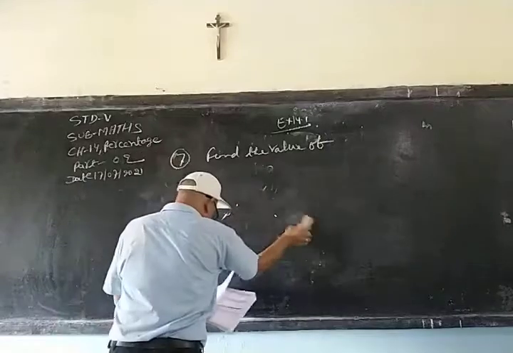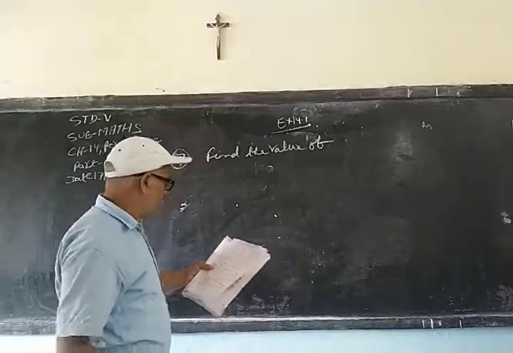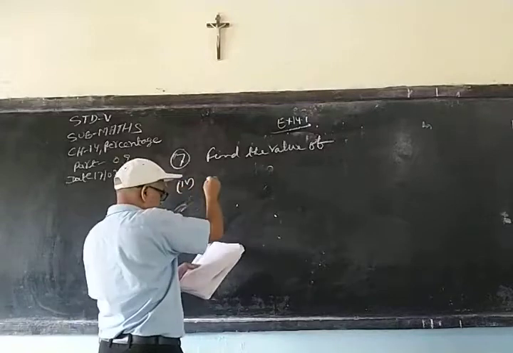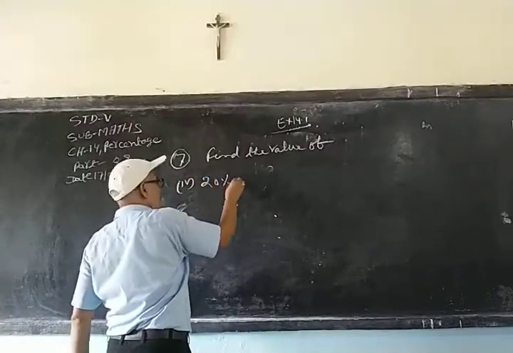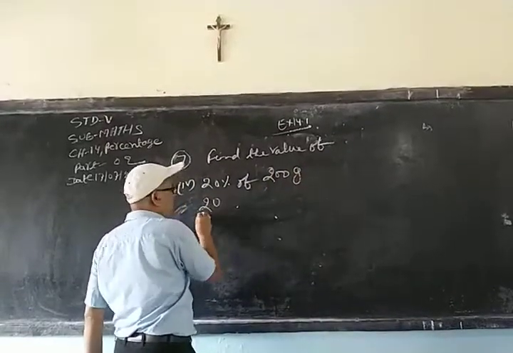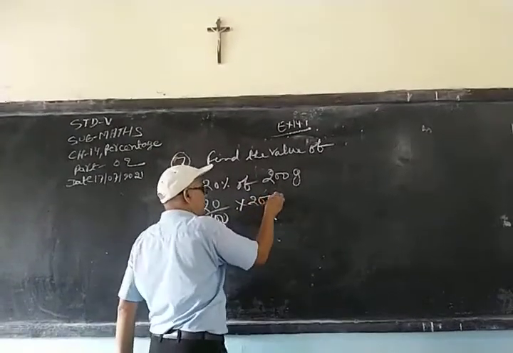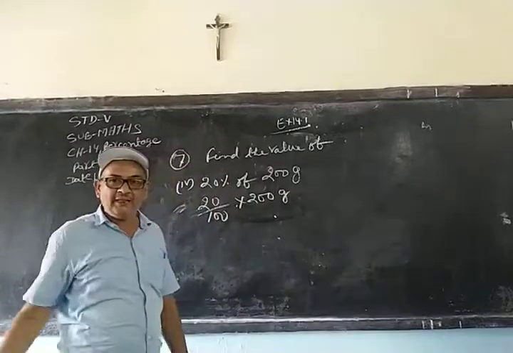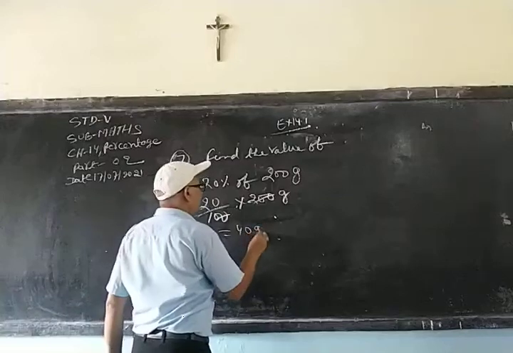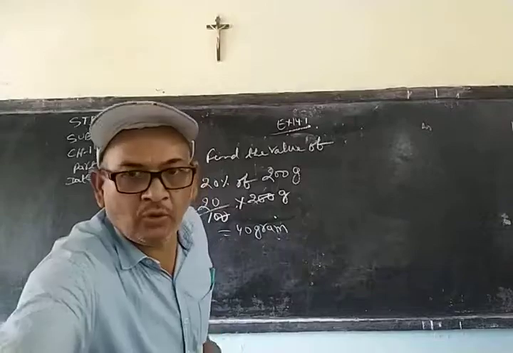Now the first one I have done. Now the next question: 20% of 200 gram. My dear student, 20% means what? You will write 20 by 100 into 200 gram. To remove this percent sign, divide by 100, now 20 cancels. Your answer is 40 gram. It is clear? Now one more question I am solving.